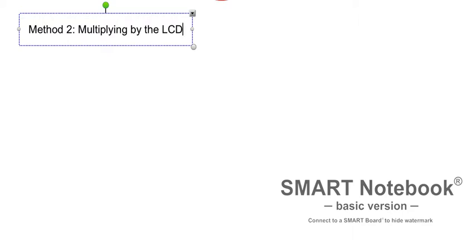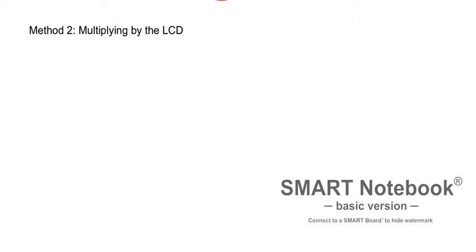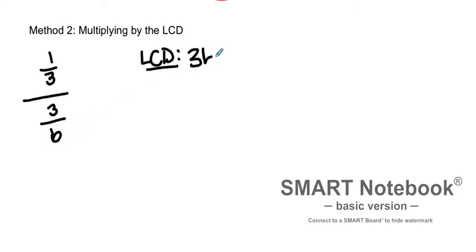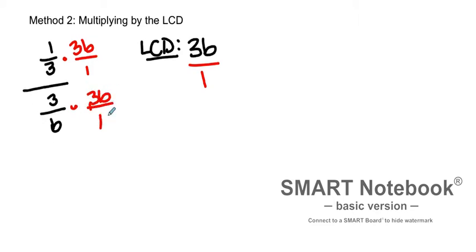Okay, so let's take our problem again. Our problem was 1/3 divided by 3 over b. Let's find our LCD as usual. So here I have a 3 and here I have a b, so my LCD is 3b. What's nice about this is I'm just going to do the multiplication right over here because we only have one term in the numerator and one term in the denominator. Remember, you could put this over 1 to help you. So multiply each term by 3b over 1.